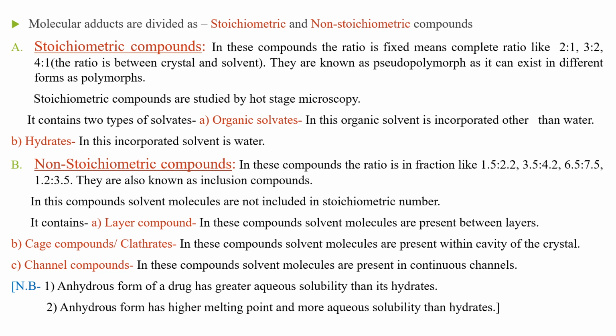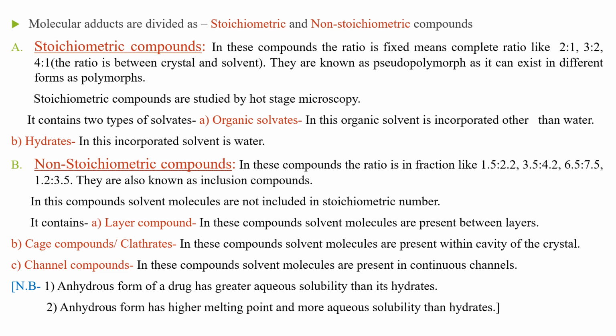Next come the non-stoichiometric compounds. In these compounds, the ratio is in fractions like 1.5 to 2, 3.5 to 4.2, and so on. They are also known as inclusion compounds. In molecular crystals during crystallization, the solvent enters within the crystal lattice, and they include layer compounds, cage compounds or clathrates, and channel compounds.